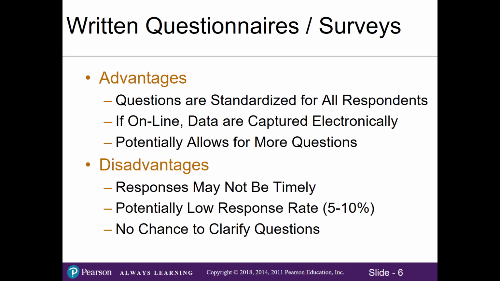The other issue with written surveys is that there's no one for the respondent to talk to or ask questions. If they didn't understand a survey question, they can't clarify. Whereas on the phone, if you don't understand the question or you need it repeated, the researcher can do that.